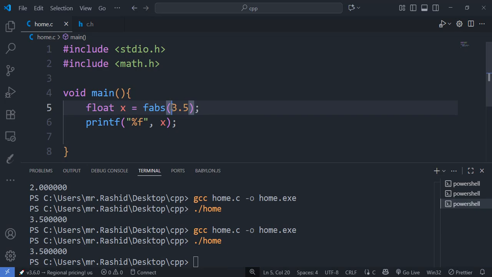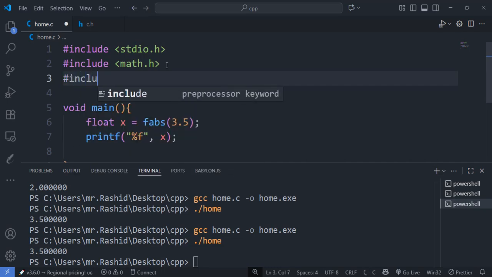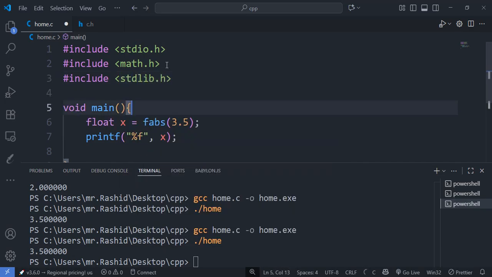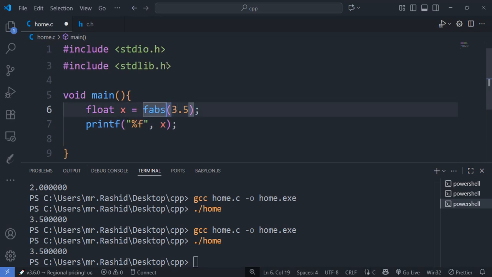We also have another one which is called abs. This one works for integers, and it is found in the stdlib.h library. We can include it like this, using #include <stdlib.h>. Then we can come here and use our abs like that, and provide the integer.